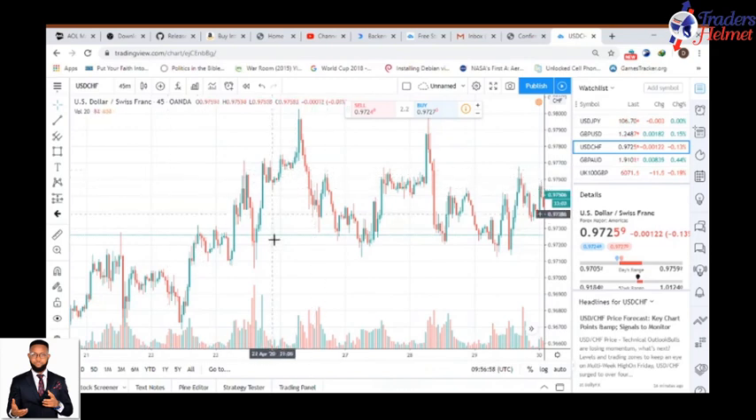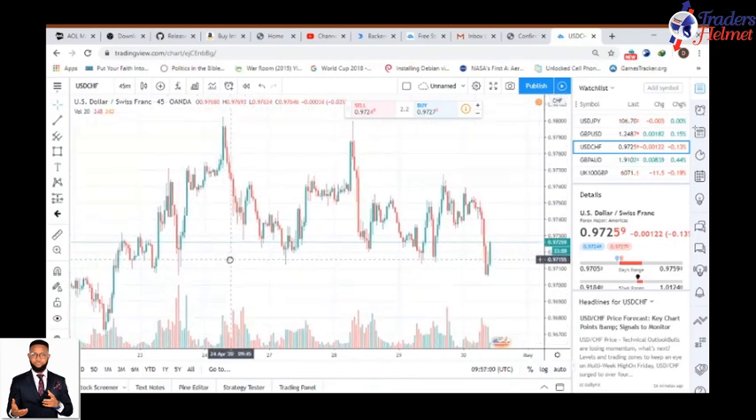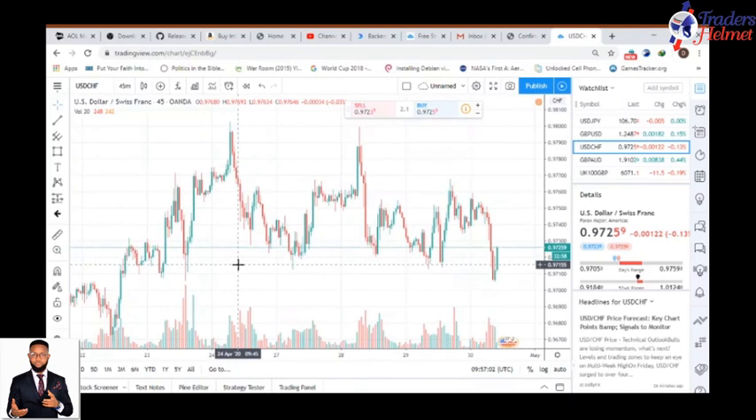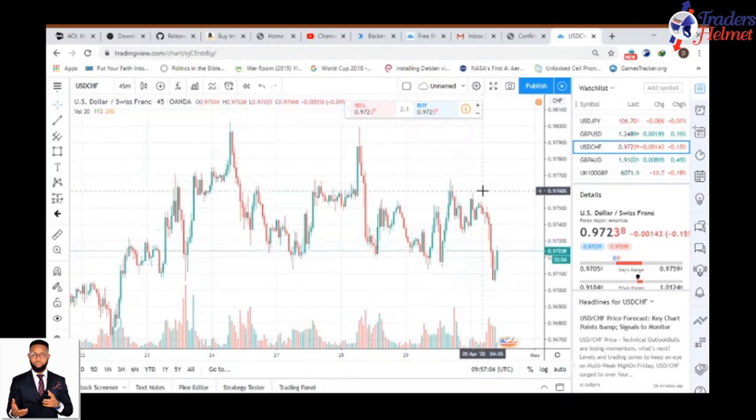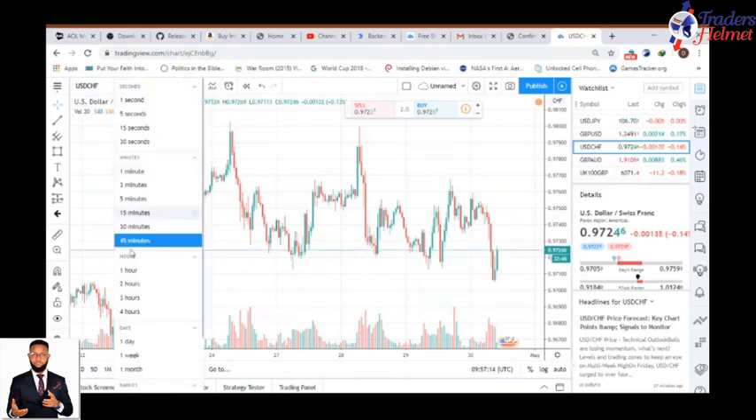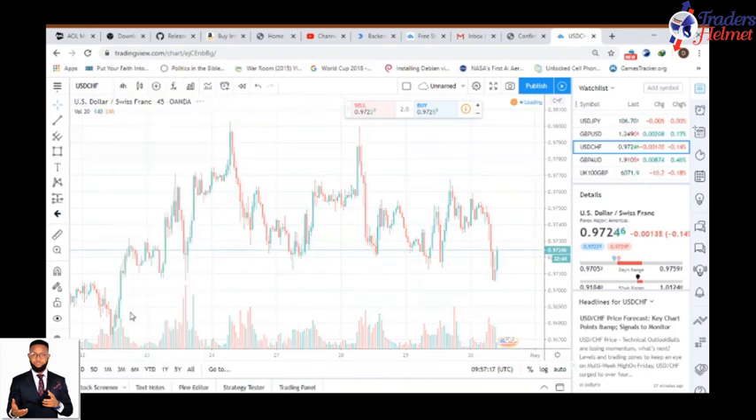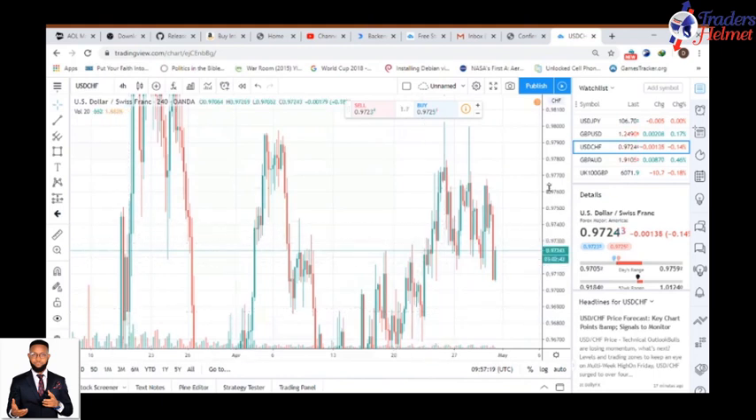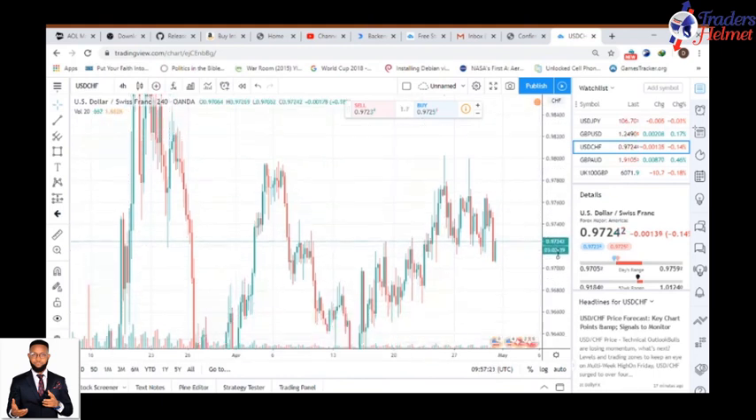Then you click on the chart and you can start analyzing. So here on my screen is USD CHF, on the 4 hours time frame. I'm going to show you how to draw your support and resistance.